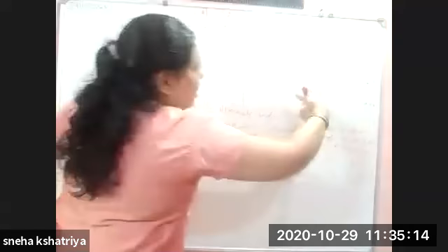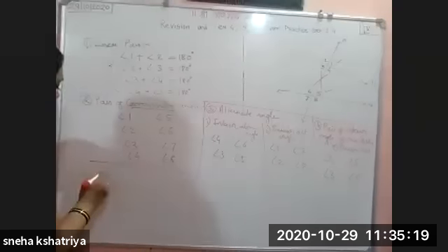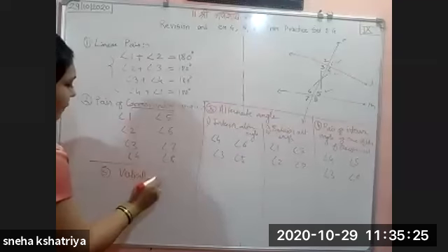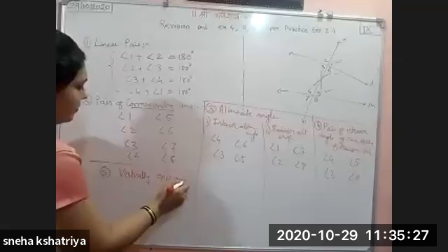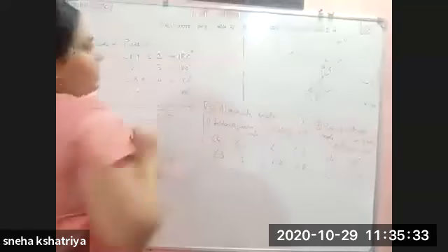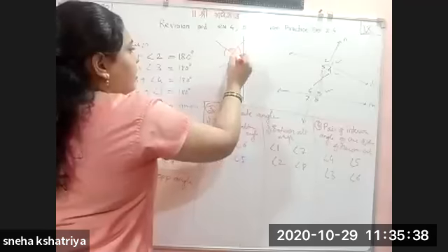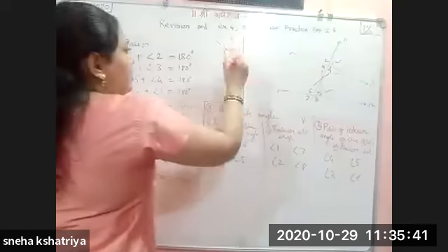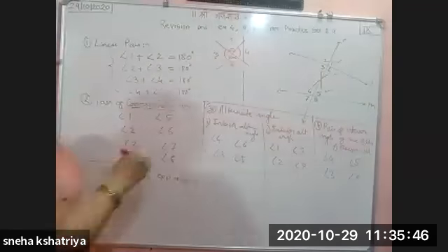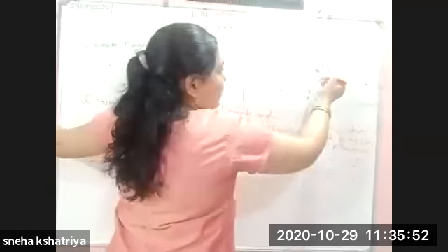And a transversal intersects these two lines. Also, we were having one more, that is the fifth one, vertically opposite angles. Vertically opposite angle means what? If two lines intersect each other, then these two angles, or either these two angles. This 1, 2, 3 and 4. 3 and 4 are what? Vertically opposite angles. 1 and 2 are what? Vertically opposite angles. According to that we can find here also.